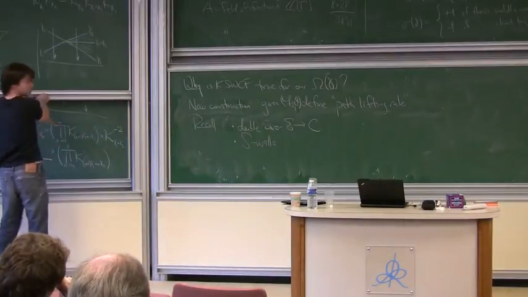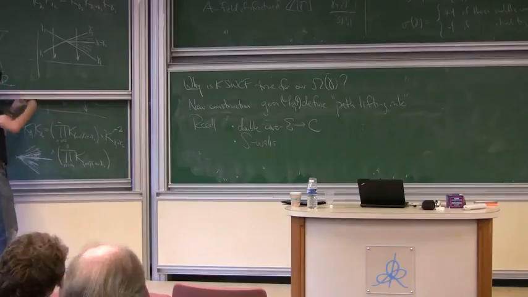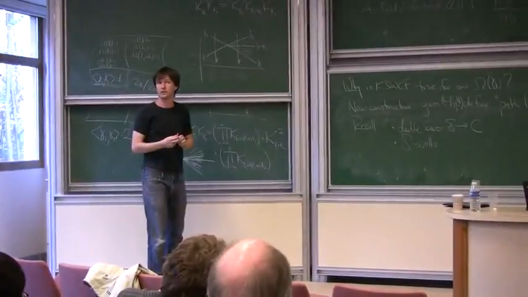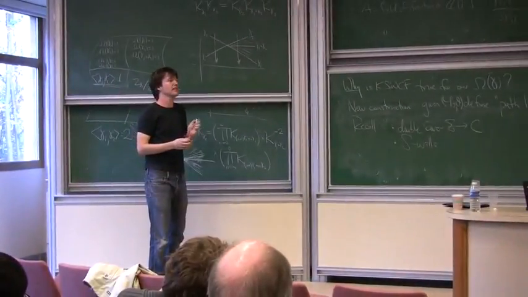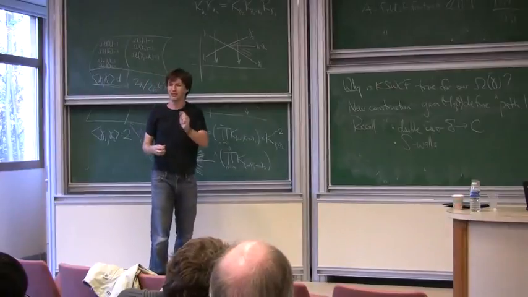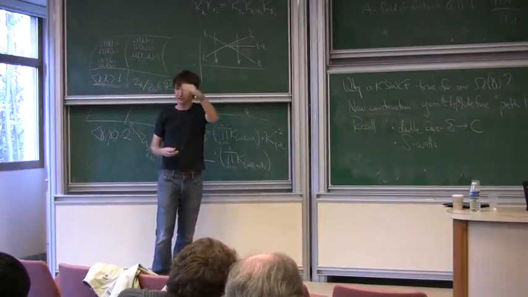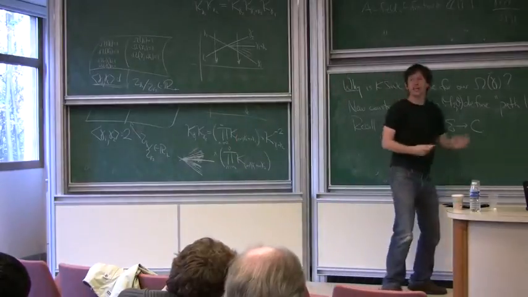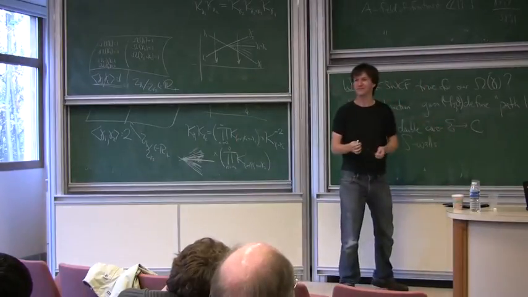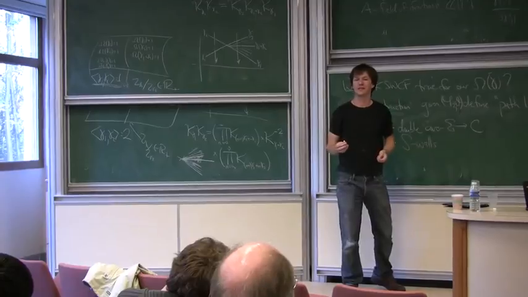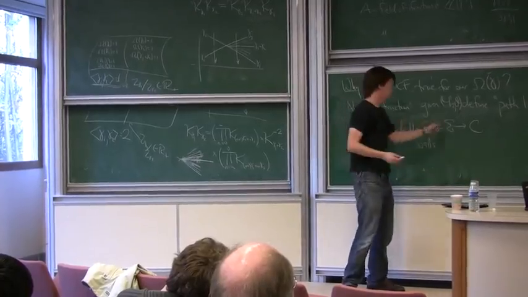Can I ask a question? Do you equip the double cover with a choice of the square root of the lift? Or you don't need to? The double cover is, by definition, the Riemann surface of that lift. So by definition, Q star of phi is lambda tensor lambda, but it's also minus lambda tensor minus lambda. I define it in the following way.